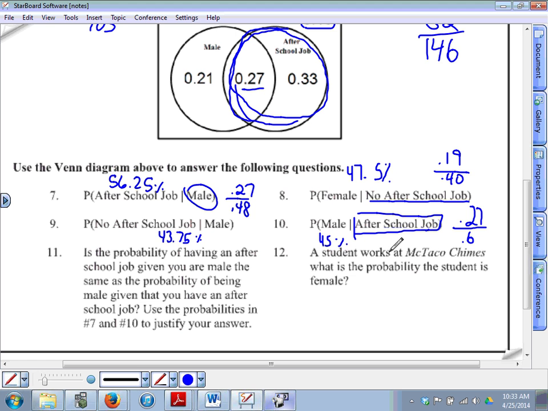A student works at McTaco Chimes. What is the probability the student is female? Now, you guys, this is a conditional probability. What do we know about this student? Do we know they're female? This says female. We know they have an after-school job, so that's the condition. The probability that they're going to be female given that they have a job after school.